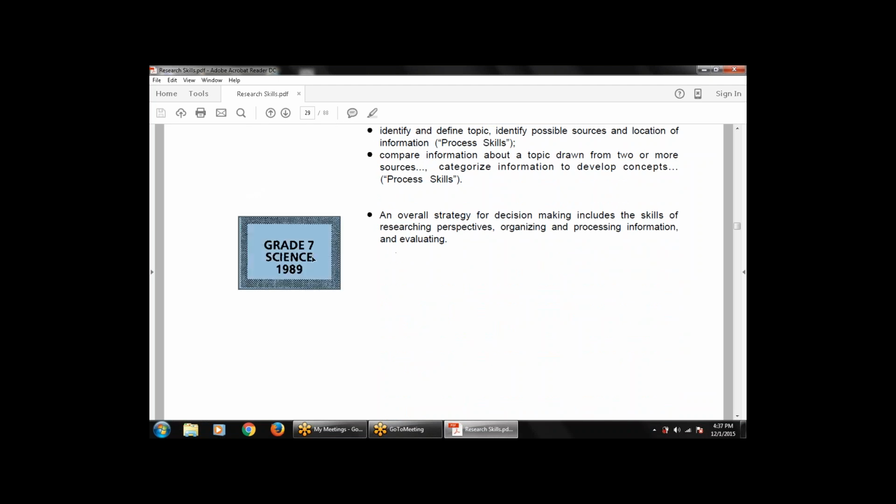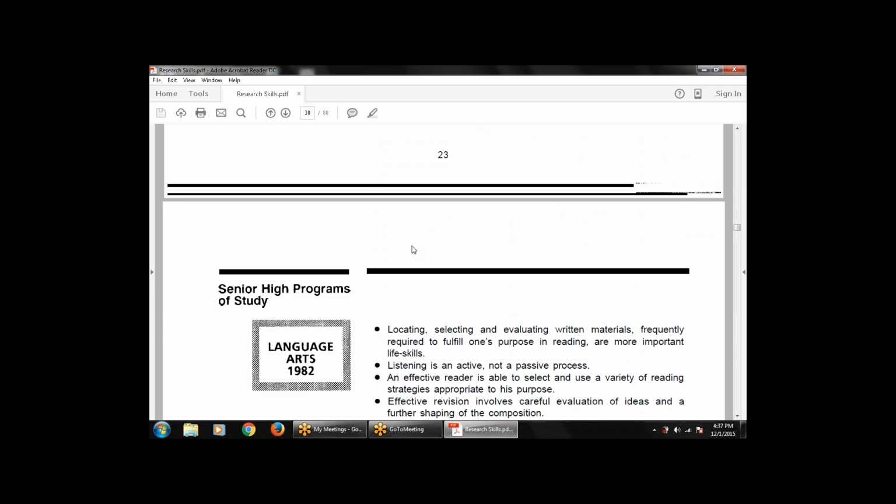The next is the grade 7 science 1989. So an overall strategy for decision making includes the skill of researching the perspectives, organizing and processing the information, and evaluating. That is, how to research the various perspectives, how to organize the content, how to process the information, and how to evaluate the content. That is the grade 7 science 1989.